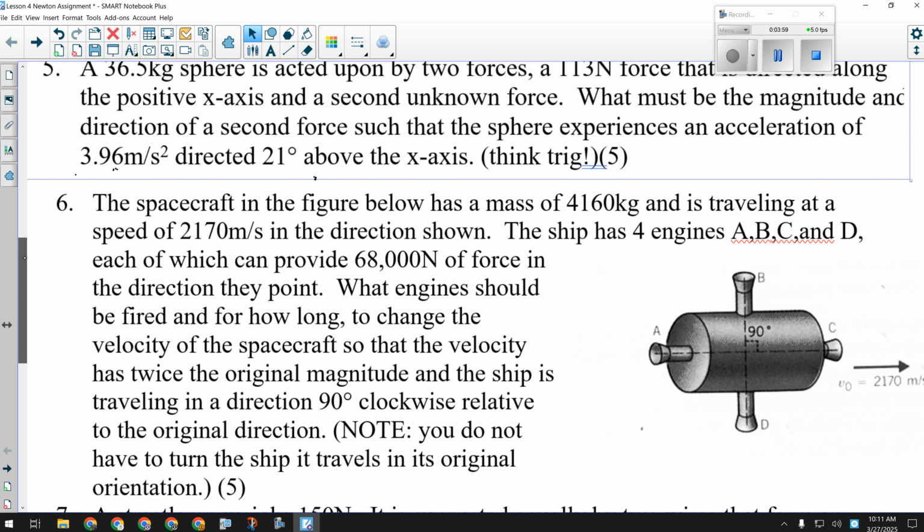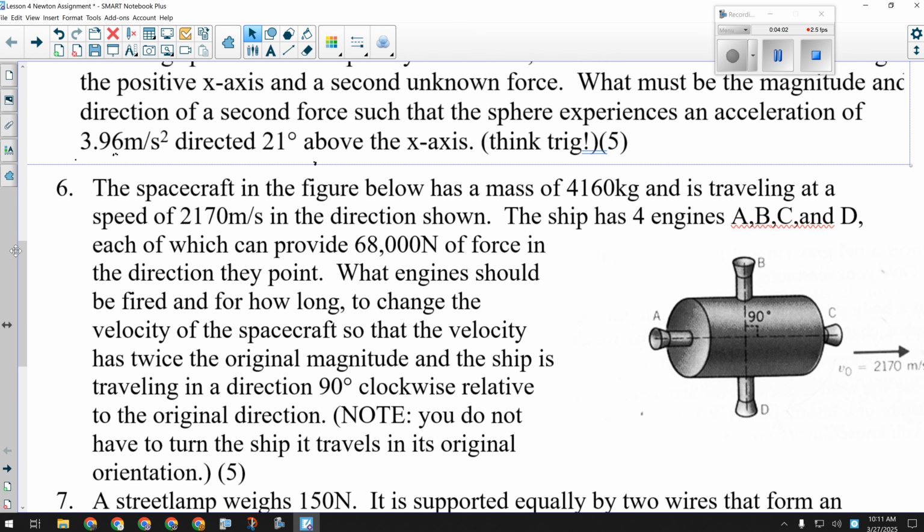All right, number 6 is another one that is mathematically incredibly simple, but people get lost in the story. And it's not a good story. It's about a boring spacecraft that can only fire 1 engine at a time. So this boring spacecraft can only fire 1 engine at a time, and it is currently moving this way at 2,170 meters per second. It is going to want to not do that anymore. So stop, and then go 90 degrees clockwise of that original vector at twice the original value of the velocity.